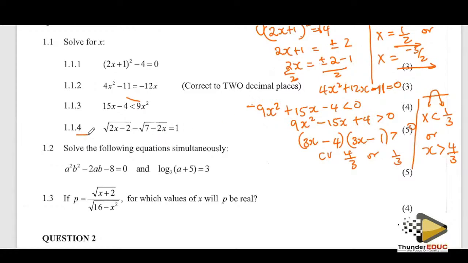Okay, so 1.1.4. I'm seeing the square roots. But we have two expressions or two terms that have the root signs, which is kind of a bit tricky. But it's fine. Let me write this side. I think I'm going to need quite a lot of space.